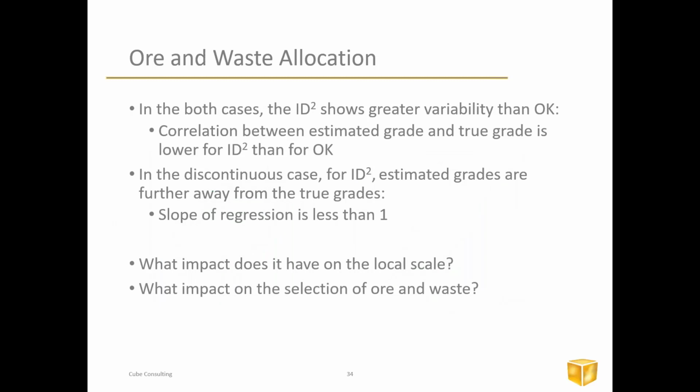So in both cases, even the continuous case, ID square has more dispersion, the correlation coefficient is lower than 1. And for the discontinuous case, the slope of regression is not even 1. So what's going to be the impact of this when I go on the ground and select the ore and waste, and what's going to be the economic impact as well?